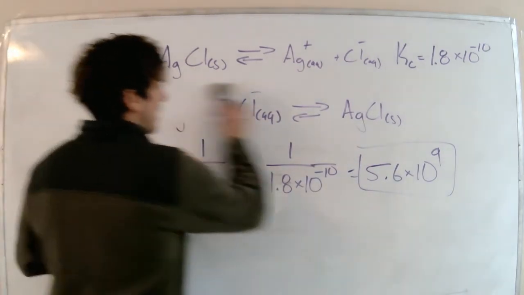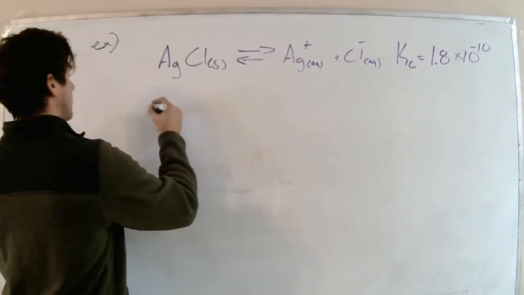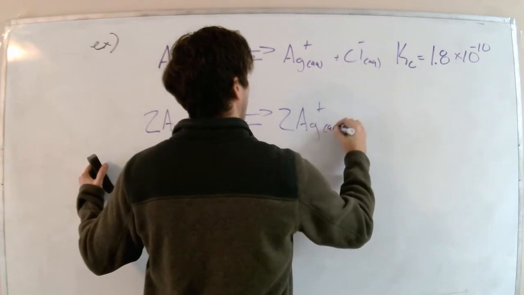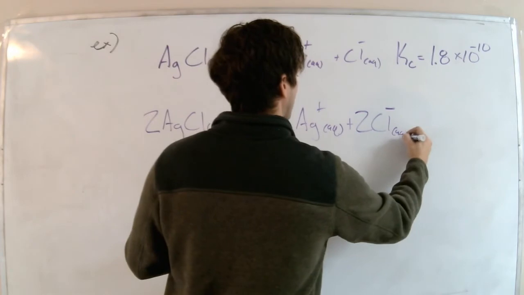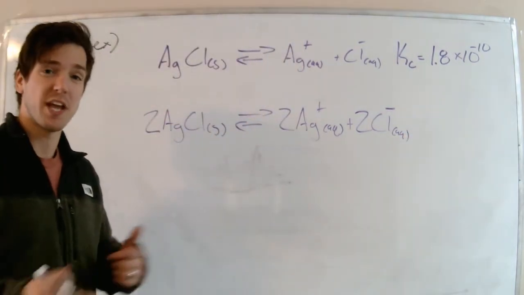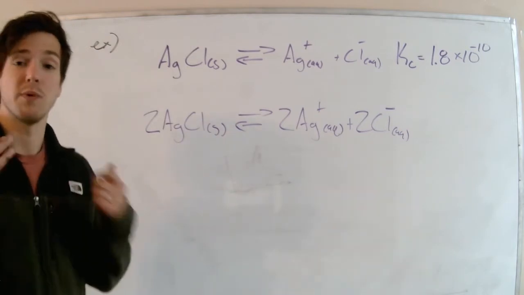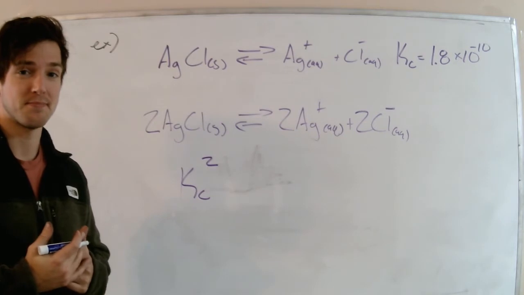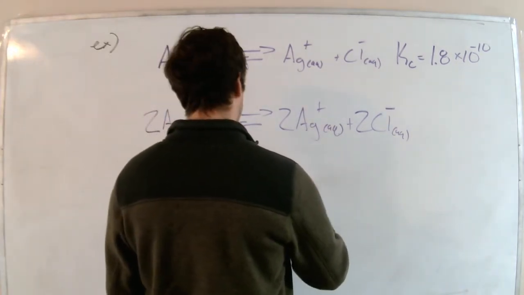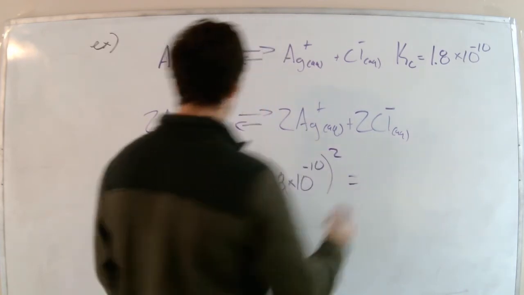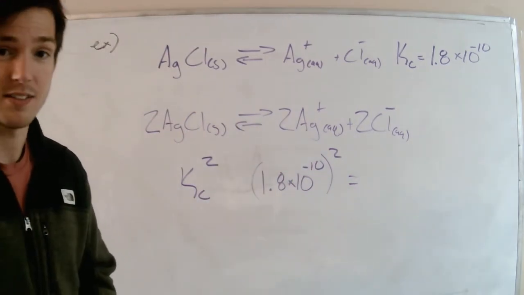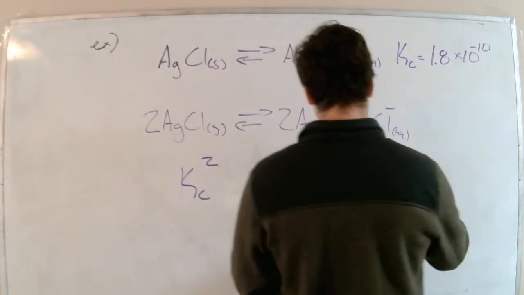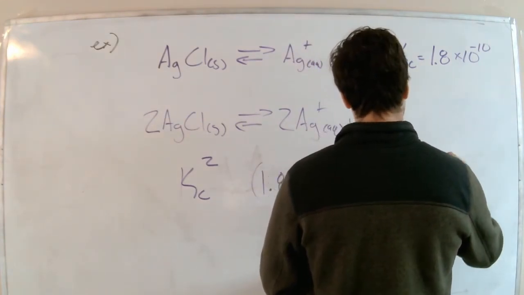Now, what if I were to do something like this instead, where I double everything, okay? Some of you might be saying, just times your Kc by 2. No, we don't do that, okay? What we do is if we double everything in our reaction, we take Kc squared, all right? So we're going to take 1.8 times 10 to the negative 10th and square it, and that'll give us our new Kc, okay? So I'm going to do 1.8 e to the negative 10th to the second, and now our new equilibrium expression is 3.24 times 10 to the negative 20th.